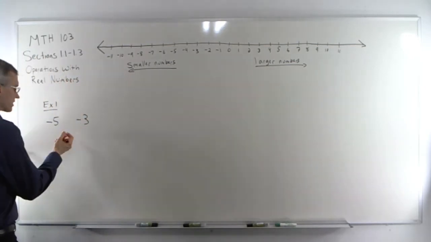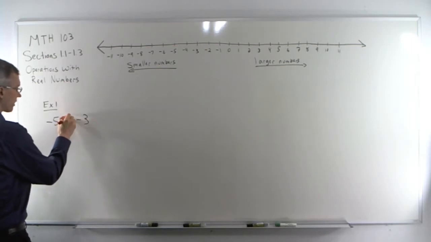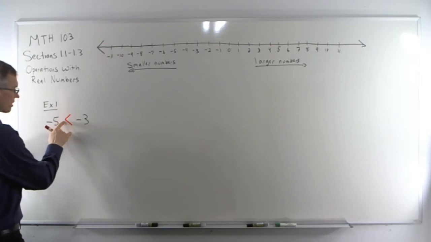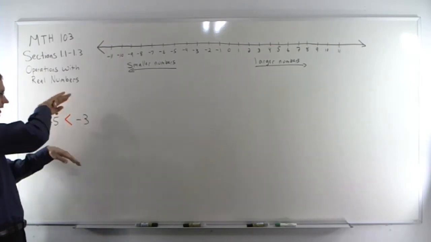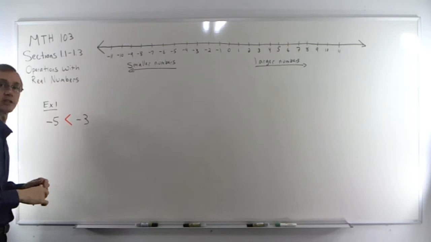So now we're going to place the correct symbol between these two. And when we write these symbols, just keep in mind that the smaller end of the symbol points at the smaller number. The bigger end of the symbol points at the bigger number.